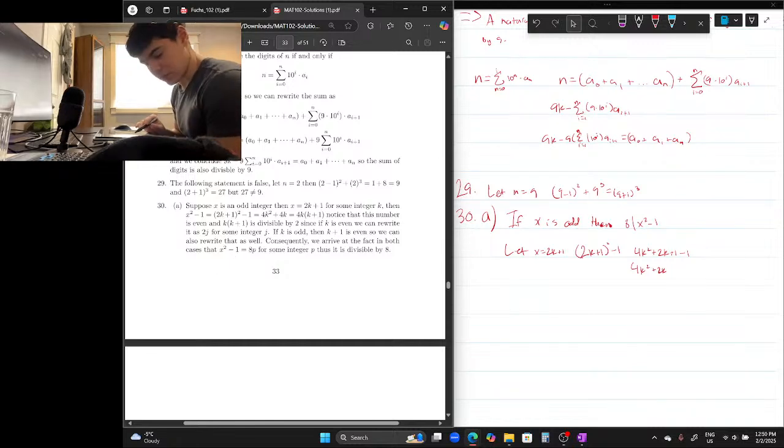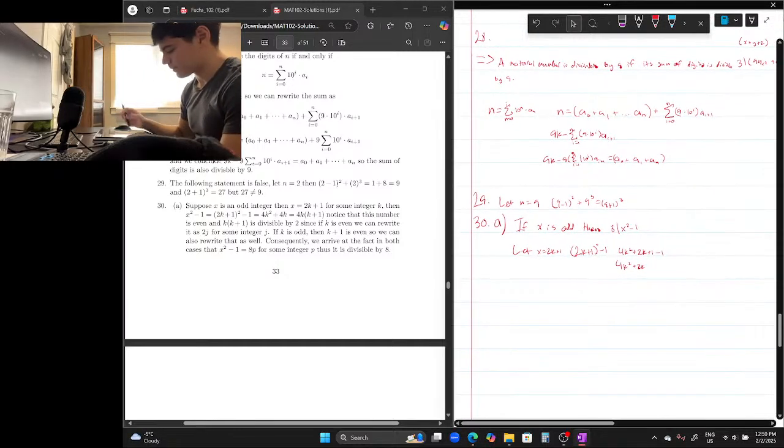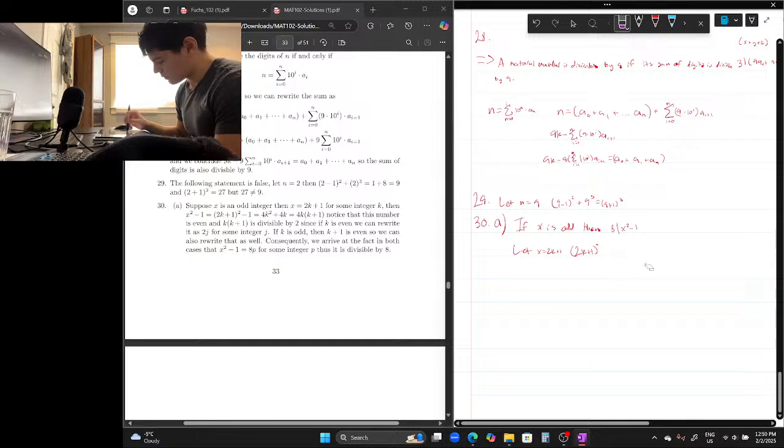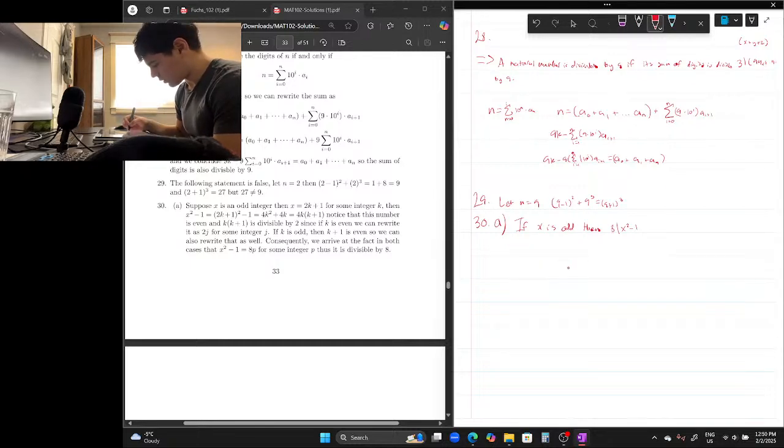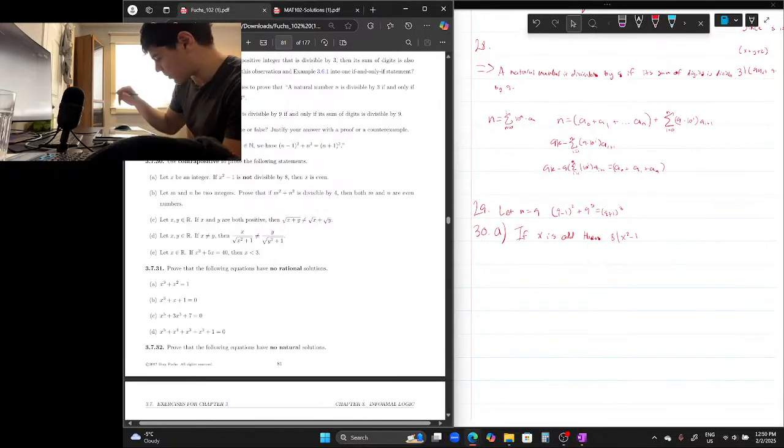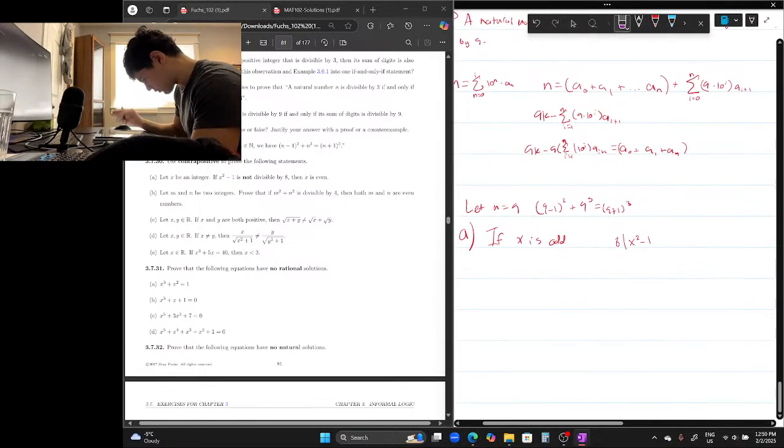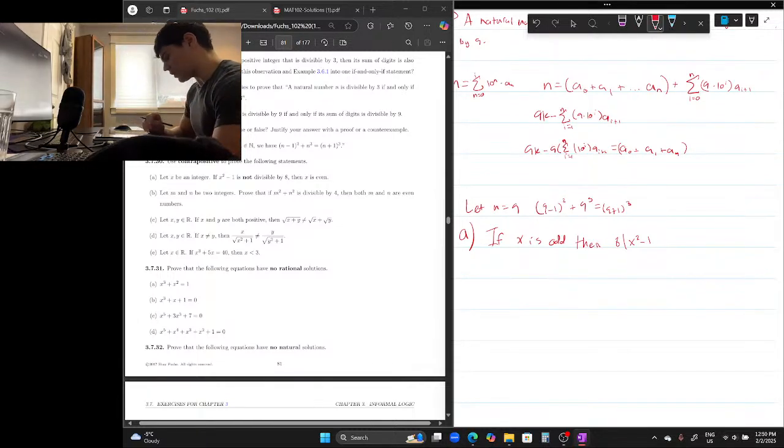We arrive at the cases that x squared minus 1 is equal to 4k times k plus 1. Okay. Oh, this is true. This is true. Okay. I was tweaking. My bad. I forgot the rest of the solution. I'm going to try to do this by myself. Okay. If x is odd, then 8 divides x squared minus 1.